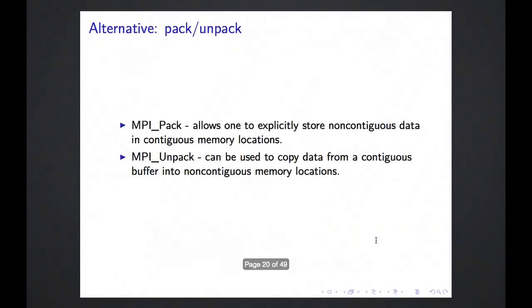Now, there is an alternative to this, which we just don't have time to get into. But it is possible to take some non-contiguous data and pack it into a single contiguous array using an MPI function called MPI Pack. And then once you pack it into a single contiguous buffer, you can send it and you can unpack it on the other end.